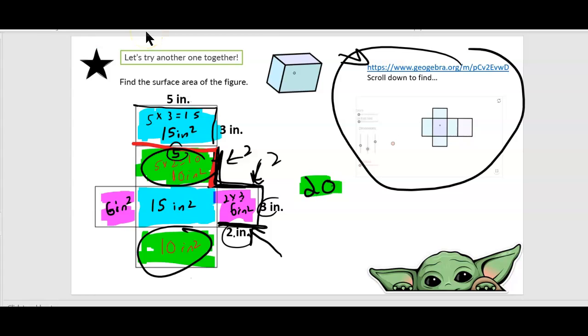Then I know that 6 and 6 is 12. So I'll put here, that's my left and right, my purples. And I know that 15 and 15, the blues, I got 2 blues. I got more than 2 blues. I got lots of blues. And that's going to be 30. Now it's easier to add. 30, 50, 62 inches squared.